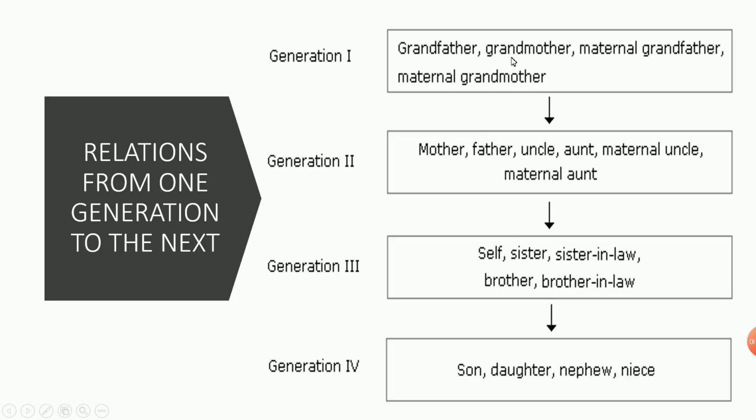So the first generation is grandfather, grandmother, maternal grandfather, maternal grandmother. Second generation is mother, father, uncle, aunt, maternal uncle, maternal aunt. Third generation, ourselves, self, sister, brother, sister-in-law, brother-in-law. Then the fourth generation, son, daughter, nephew, niece. So that's how the relation generations come from one generation to the next. So these are the generations.